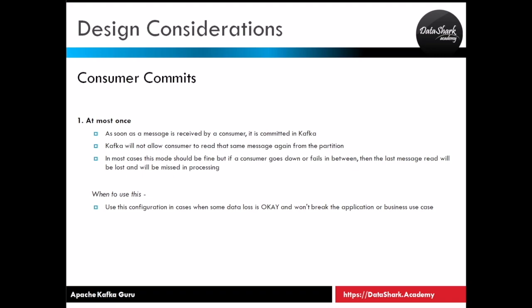Alright, so let's start with the first type of consumer commit. It's called at most once. What does it mean? As soon as a message is received by a consumer, it is committed in Kafka. Kafka will not allow the consumer to read that same message again from the partition. What these two lines mean is that as soon as the message is read by the consumer, Kafka will mark that offset ID into its consumer offset ID topic.